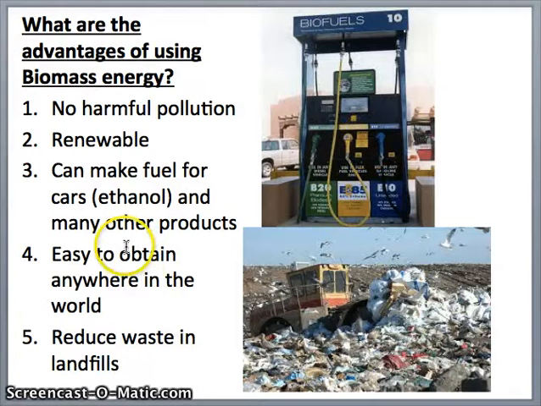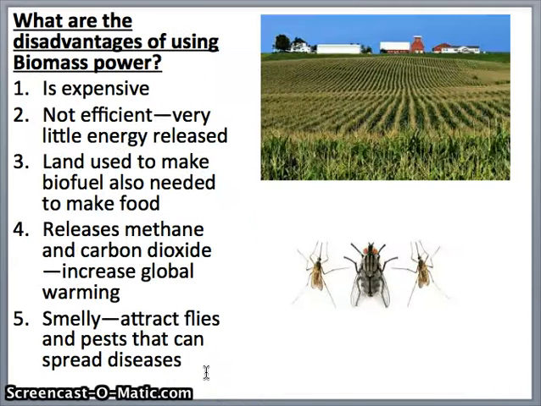It's very easy to obtain anywhere in the world because you find biomass everywhere. Finally, it reduces waste from the landfill. So some of the waste that potentially goes into landfills can actually be used to harness energy using the biomass plants. So that can decrease the waste in our landfills.